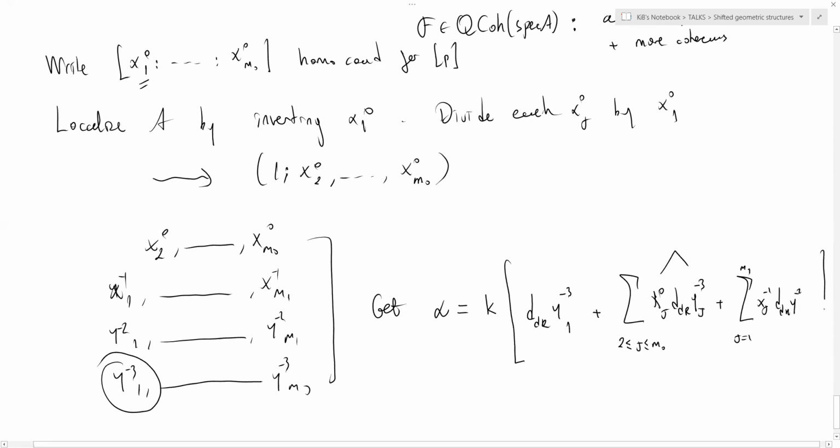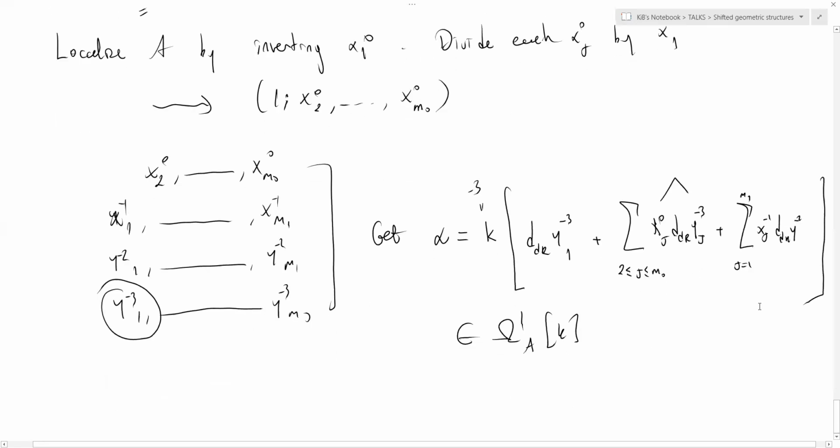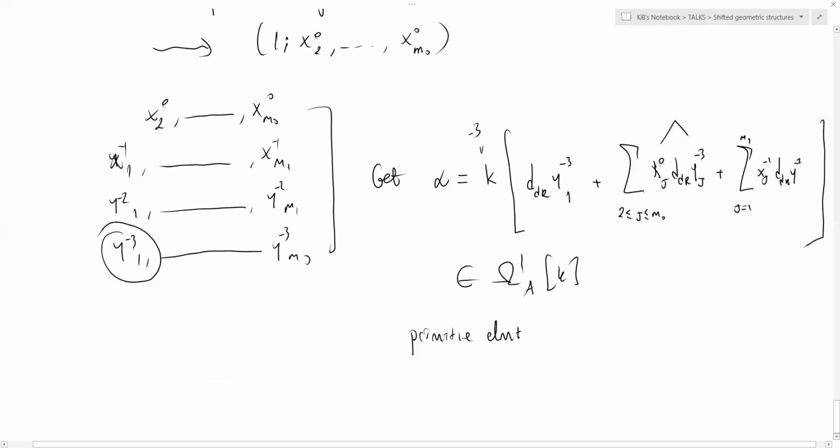Okay, something like that. And k here, I'm sorry, k is just -3. So anyways, you obtain an element of this guy. Okay? And eventually you can show that this primitive element is your contact form. Of course, there are many other things to verify.